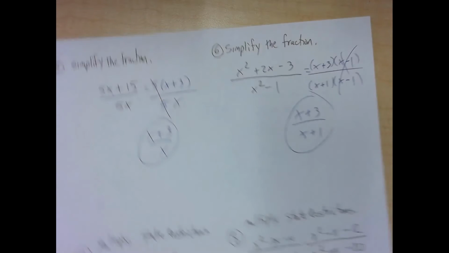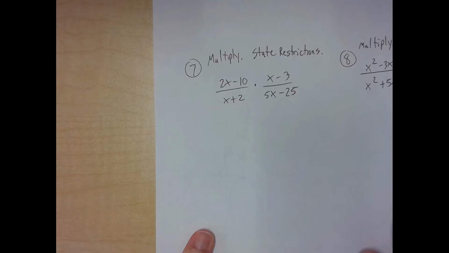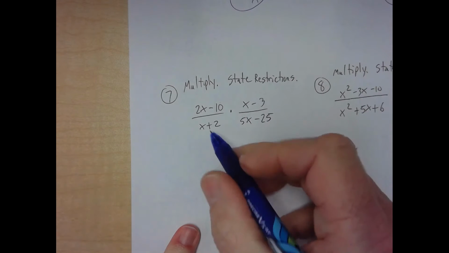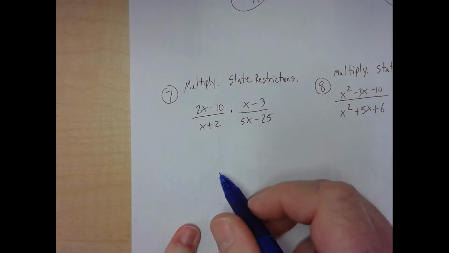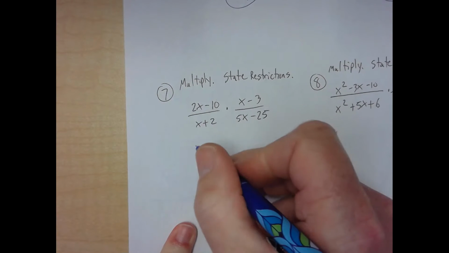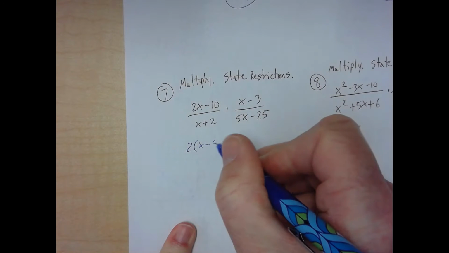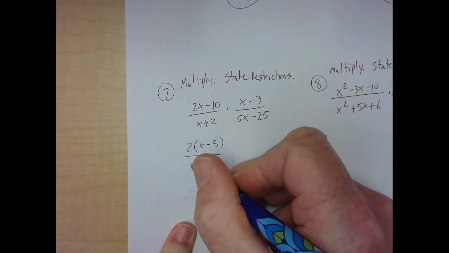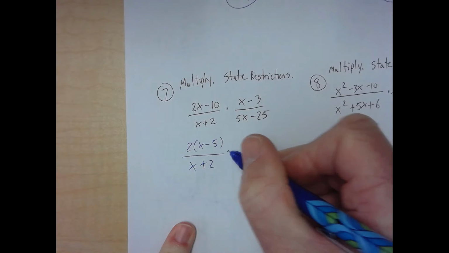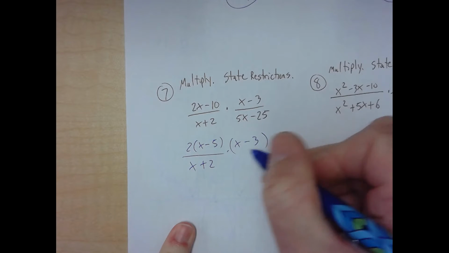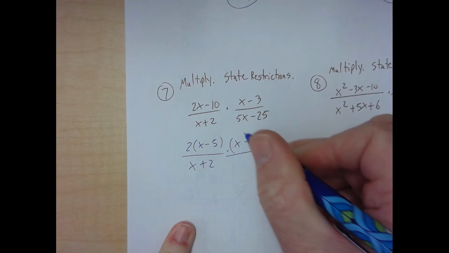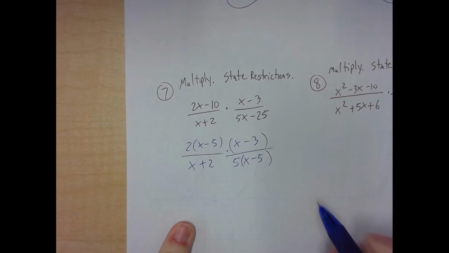All right, the next one, we're supposed to state the restrictions and multiply. So when we multiply this one, we're going to factor it first to simplify it out. So the common factor there is 2. So x minus 5 would be left. This would be x plus 2 times x minus 3. And then there's a common factor of 5 there, so then the x minus 5's cancel out.